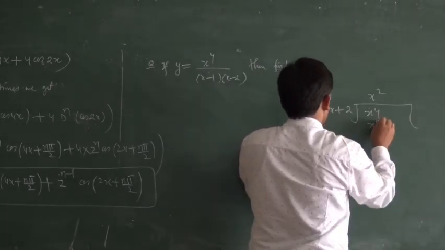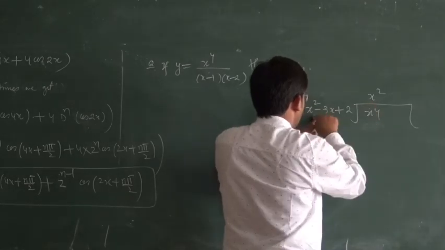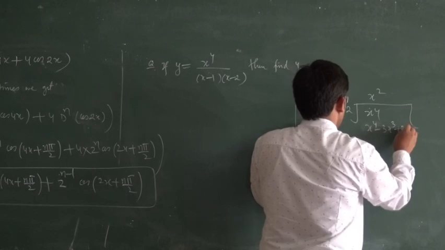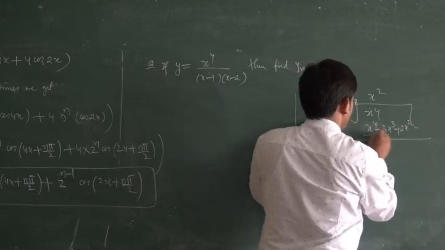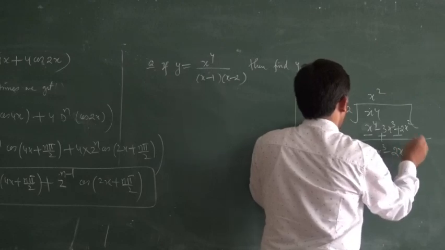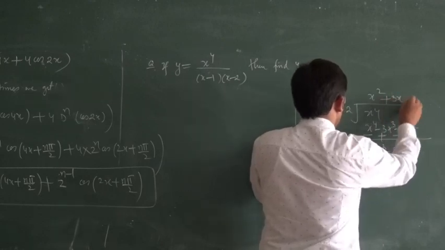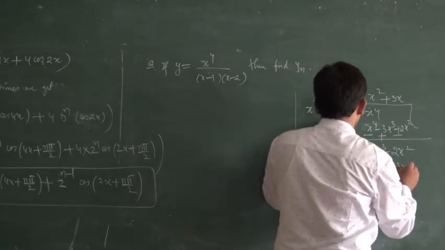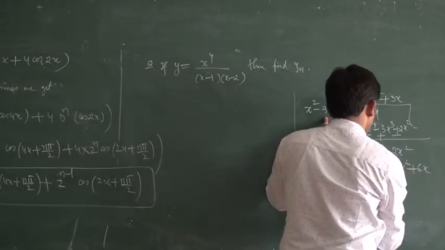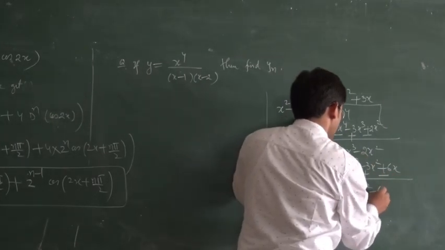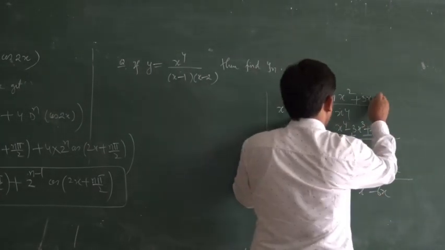Now if you multiply by x square, then this will be x power 4 minus 3x cube plus 2x square. So we will have minus plus minus, so 3x cube minus 2x square. Then we can write 3x. So this will be 3x cube minus 3x square plus 6x. Now this is x square minus 6x.